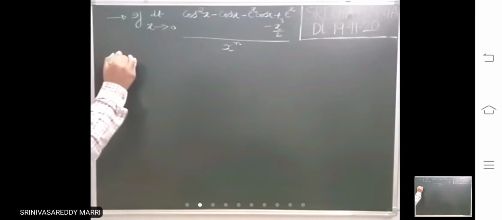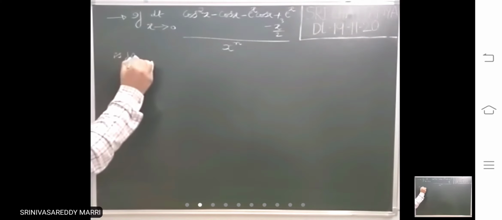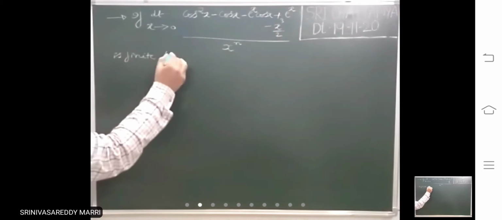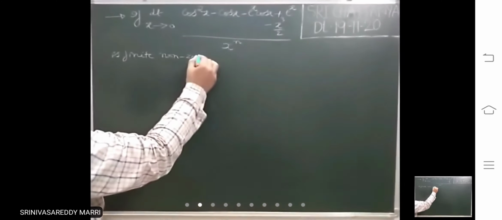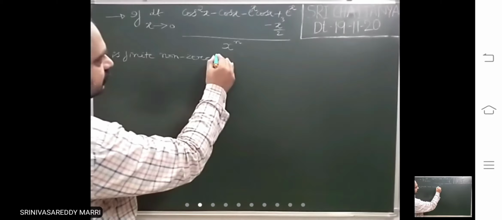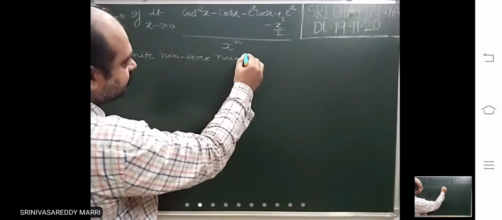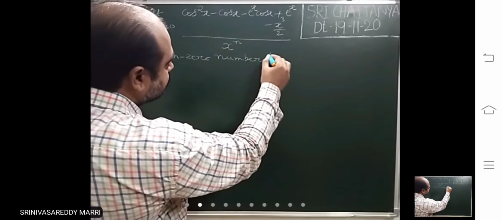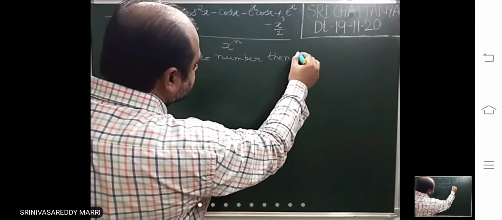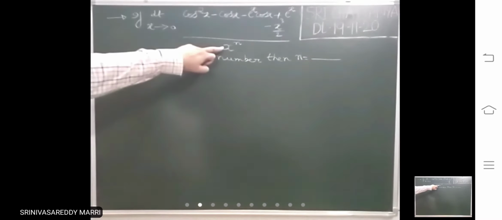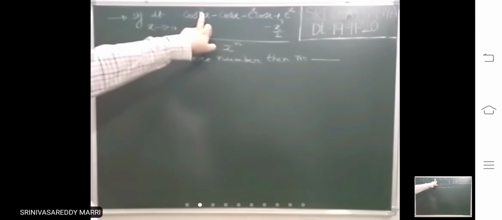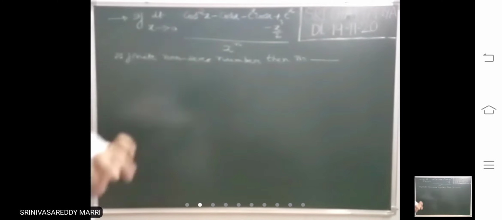Is finite, a non-zero number. Then find n. So here clearly x power n is there. You can write the series, but here the square is there, so writing the series will be difficult. That's why, if you do a little bit of adjustment, writing the series will be easy.